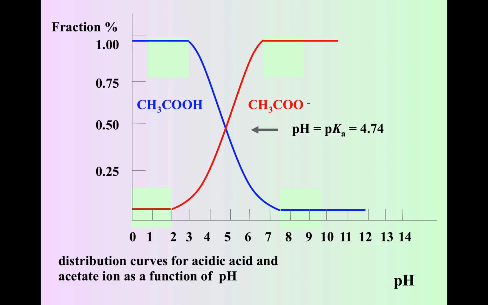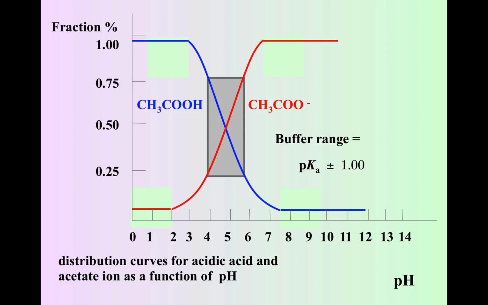So at this point, the pH is equal to the pKa. And at this point, you've got what you call the middle of the buffer range, right? Maximum buffer. So you're equally protected at this point against an increase in hydroxide or an increase in acid.